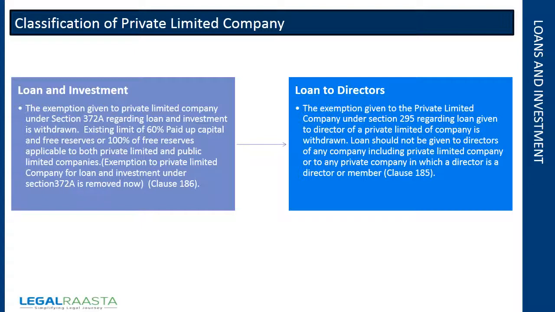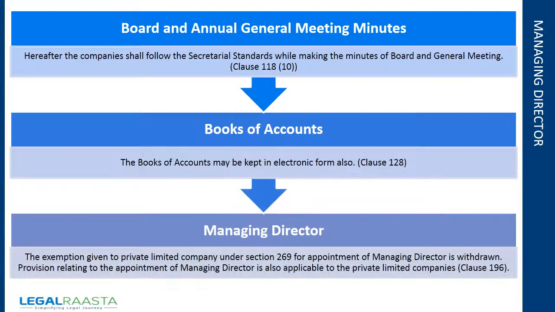Clause 185. Board and Annual General Meeting Minutes. Hereafter the companies shall follow the secretarial standards while making the minutes of Board and General Meeting. Clause 118, 10. Books of accounts. The books of accounts may be kept in electronic form also.